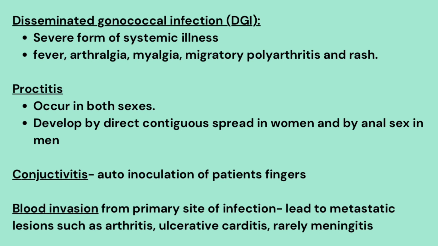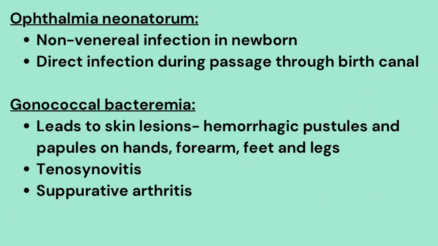Proctitis occurs in both sexes. Proctitis is the rectal lining inflammation, and it develops by direct contagious spread in women and by anal sex in men. Conjunctivitis may occur by the auto-inoculation of patient's fingers. Blood invasion from primary site of infection leads to metastatic lesions such as arthritis, ulcerative carditis, and rarely meningitis.